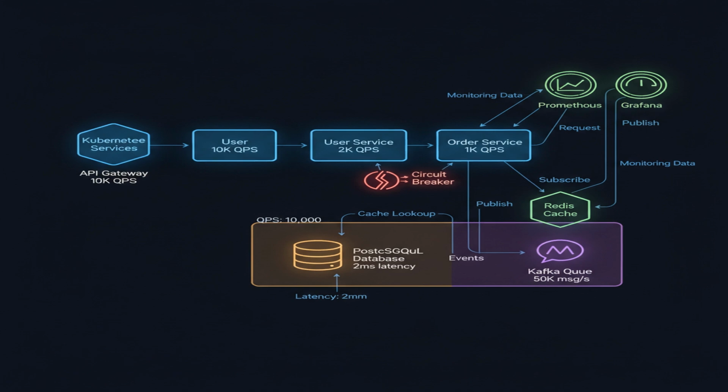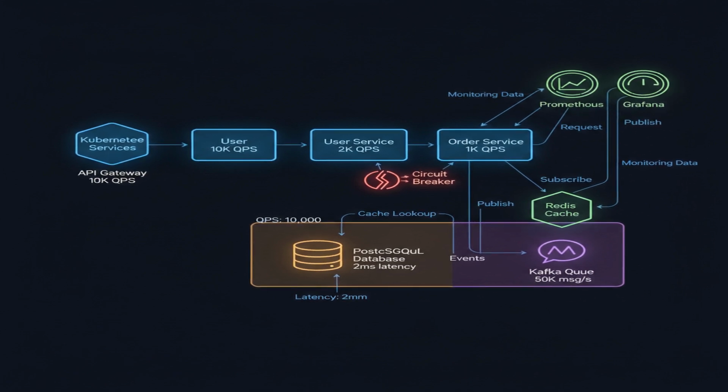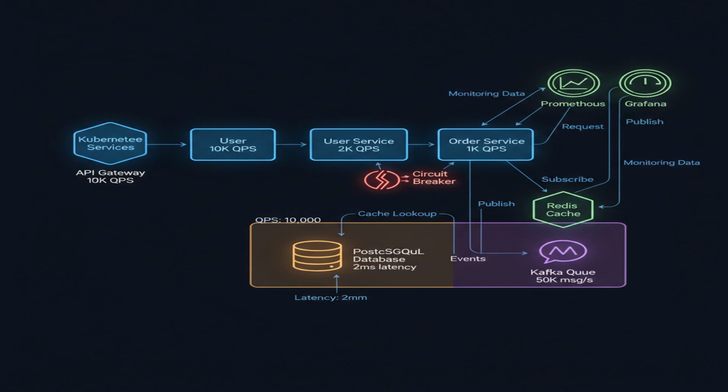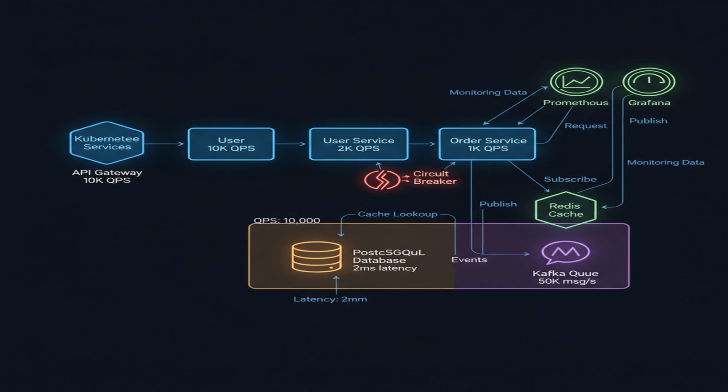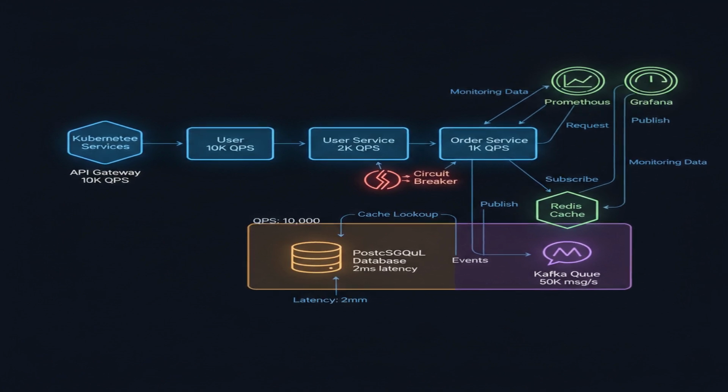Let's discuss reliability and operations. For fault tolerance, we'll use replication for all critical components, including the vector database, cache, and message queue. We'll also implement circuit breakers to prevent cascading failures. For monitoring, we'll track key metrics such as query latency, retrieval accuracy, and error rates. We'll use Prometheus and Grafana for monitoring and alerting.